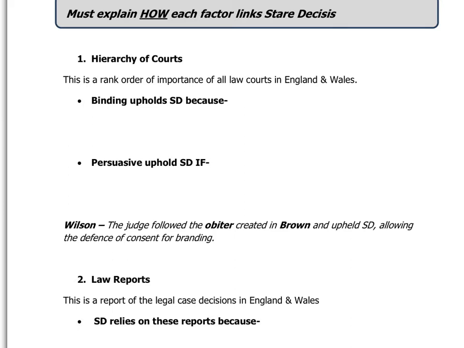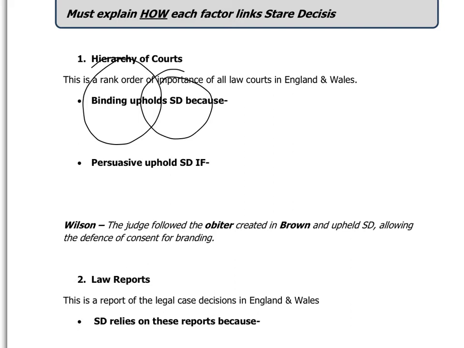So first of all, you need to talk about, obviously, binding. So you would say something like binding precedents uphold the concept of stare decisis because they have to be followed, right? And again, what I would do there is I would use examples, right? So the best example is using Supreme Court. So you say that the Supreme Court is the top domestic court in this country. They create binding precedents which all other courts within the hierarchy must follow, and by those lower courts following them, then ultimately it upholds the concept of stare decisis.